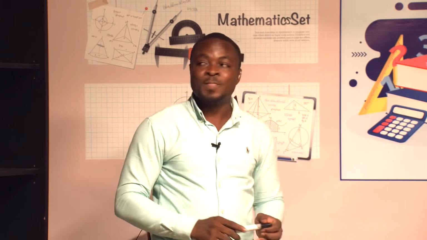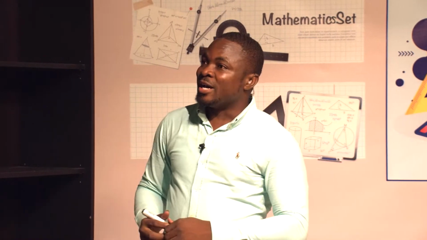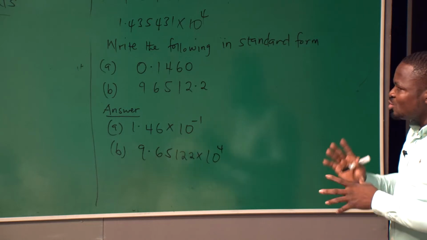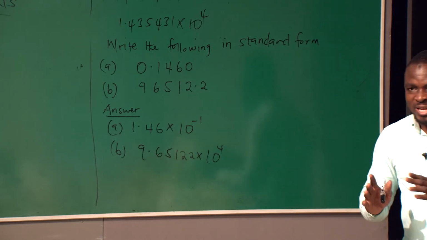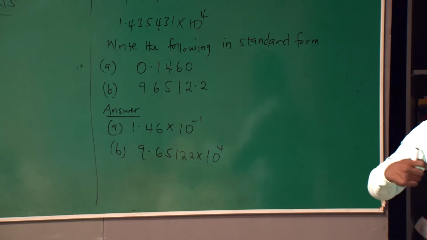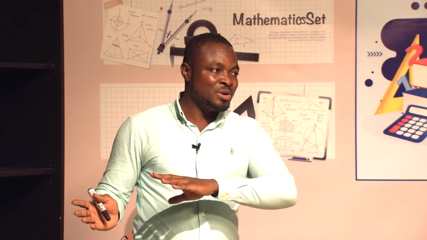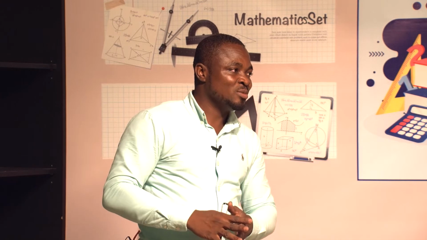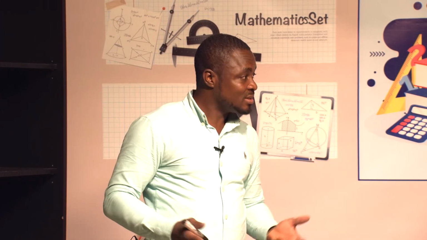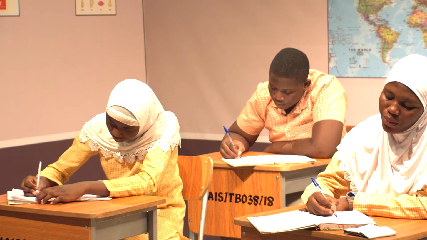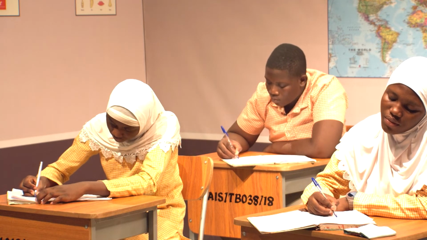Are you okay? All right, so now we have been able to look at how to write an ordinary number, how to convert it into standard form. Now, if you have standard form, how do you convert standard form to what? Ordinary numbers. That is also very important. Are you okay? All right, so converting standard form to ordinary numbers.